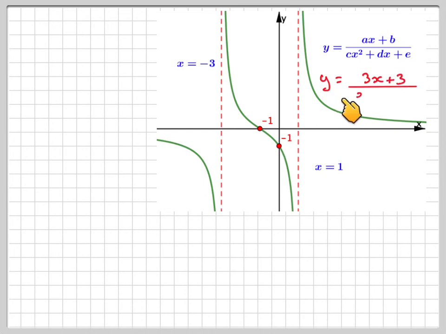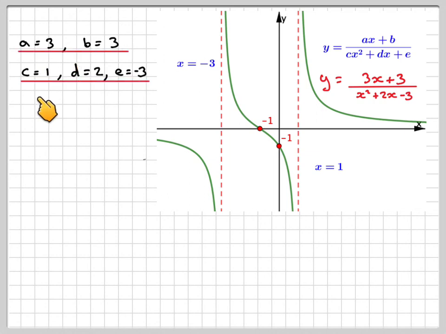So our function would be 3x plus 3 over x squared plus 2x minus 3. I suppose at this stage you could check it with your graphics calculator if you have one. And the answers are a is 3, b is 3, c is equal to 1, d is equal to 2, and e is equal to minus 3.